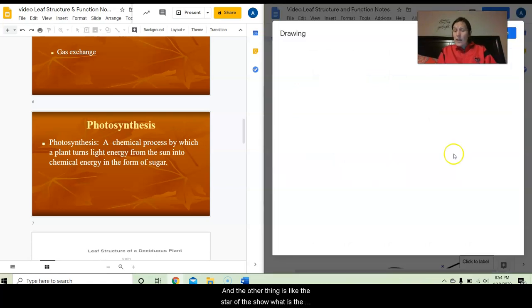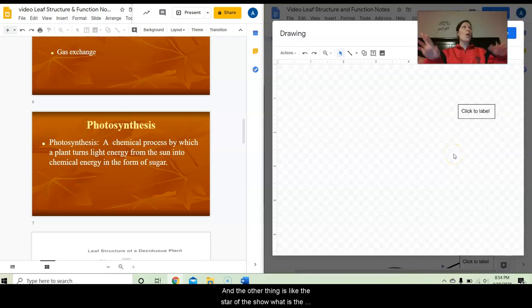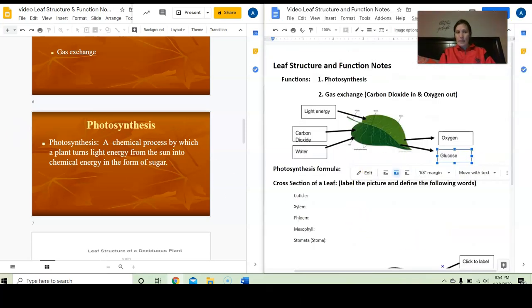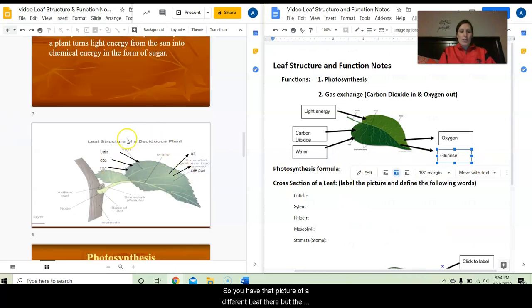The other thing is like the star of the show. What is the purpose of photosynthesis? Why do plants do it? Because they're making what? Sugar. What kind of sugar? I hope you remember, but it is glucose. Glucose is the sugar that plants make. So you have that picture. It's a different leaf there, but same things going in, same two things coming out.